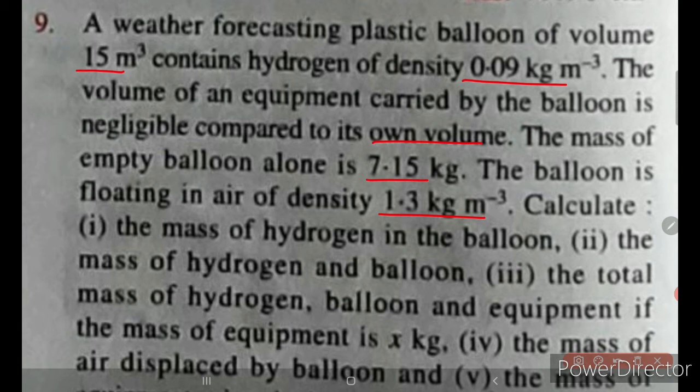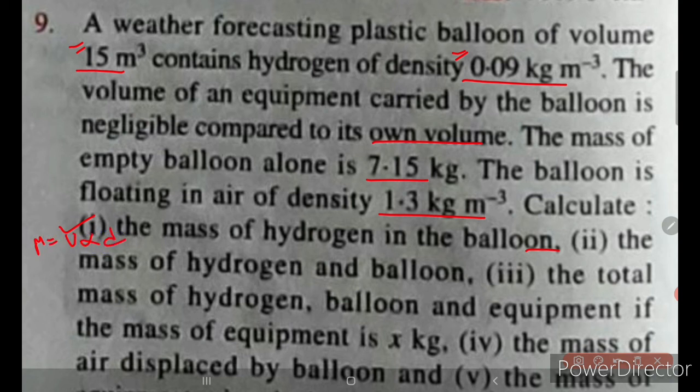So many things are given. So we will not write all the things given at once. We will approach by its sub questions, right. Number 1, the mass of hydrogen in the balloon. So I am supposed to find the mass of hydrogen in the balloon. Here the density of hydrogen is given and the volume of hydrogen is given. So I can calculate the mass of hydrogen by simply multiplying the volume and its density, right.